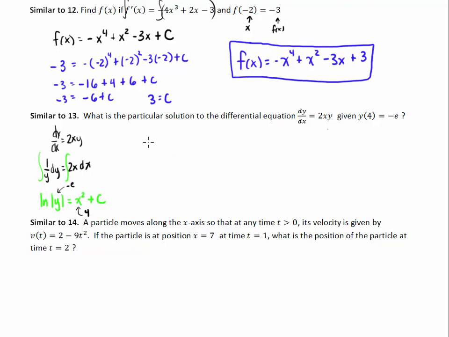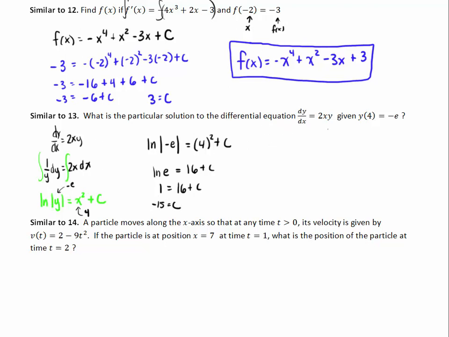So we get the natural log of the absolute value of negative e is equal to 4 squared plus c. Well, the absolute value of negative e is just plain old ordinary e. It's equal to 16 plus c. Natural log of e is 1. So 1 is equal to 16 plus c, meaning that c must be equal to negative 15. So now we know our c value.